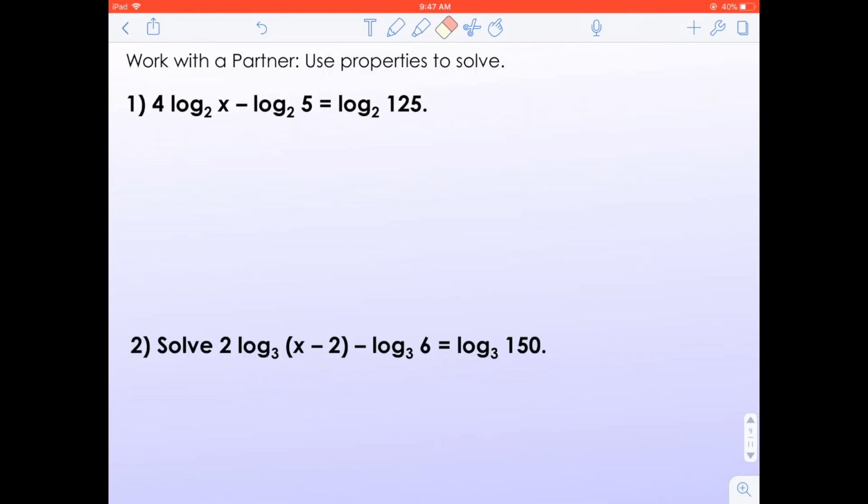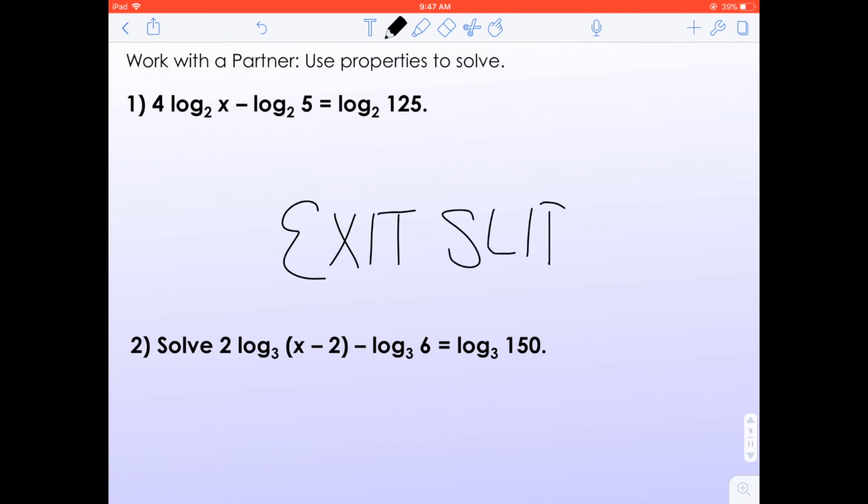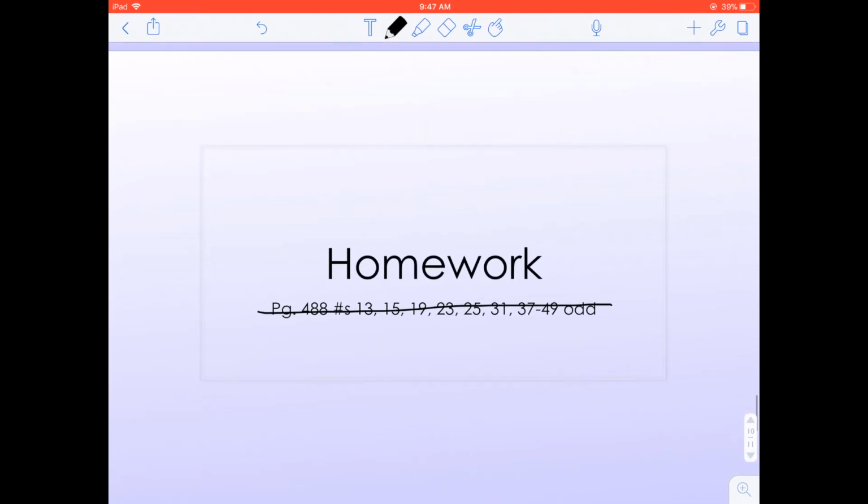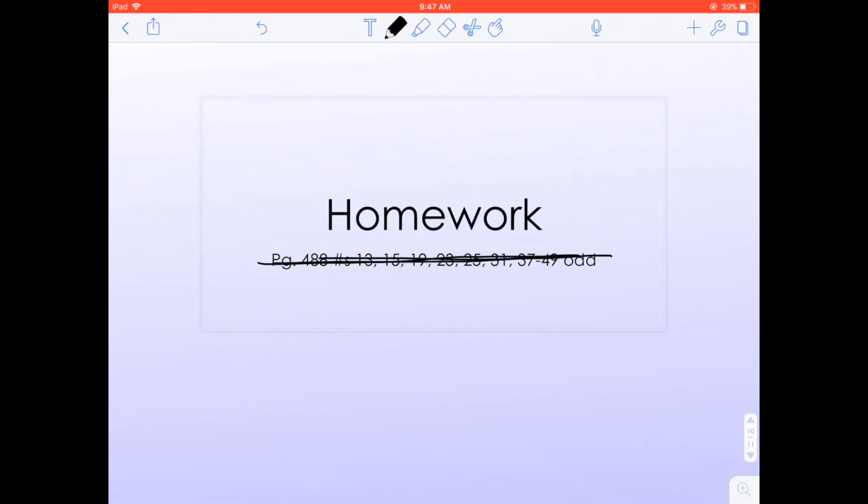Okay, these are your last problems for 7.5. So go ahead and work on these. These will be your exit slip. Okay, so write these on a piece of paper with your name and hand them in, and then move on to 7.6. Okay, and then check Schoology for your homework because I took away a lot of these problems, so you don't have to do as many. All right, once you finish with that problem, go ahead and move on to 7.6.